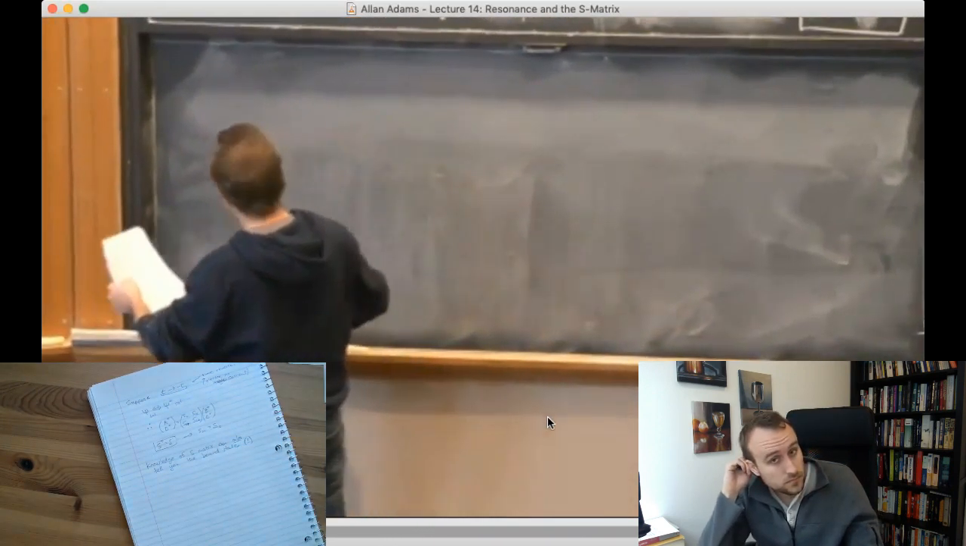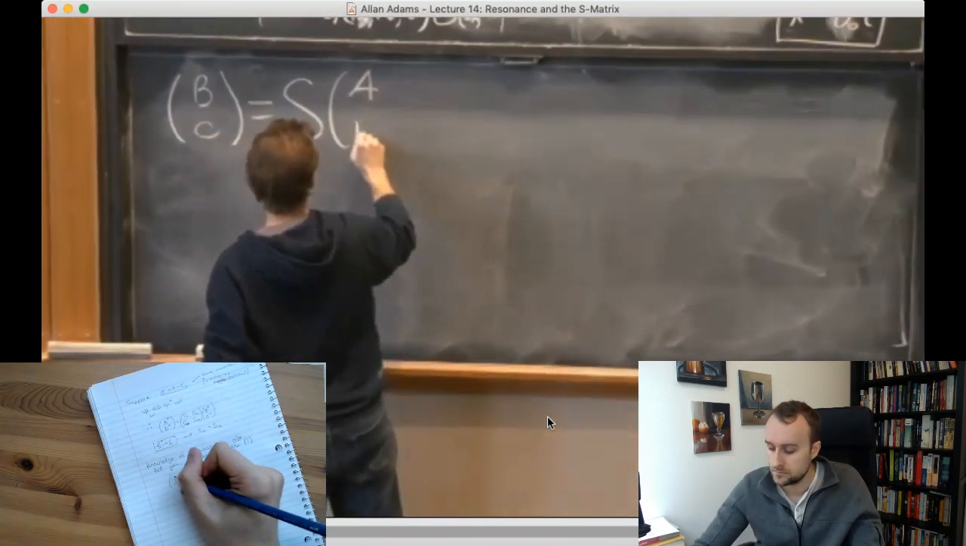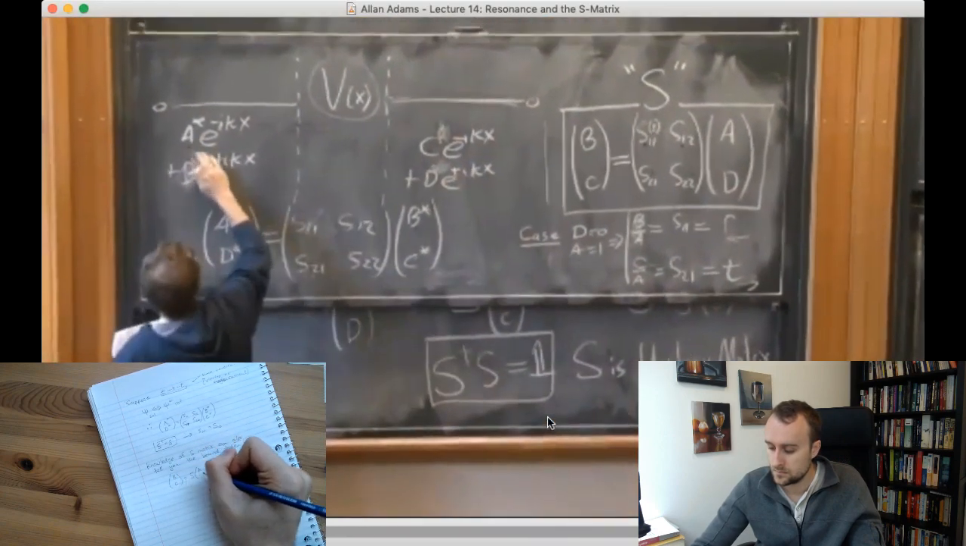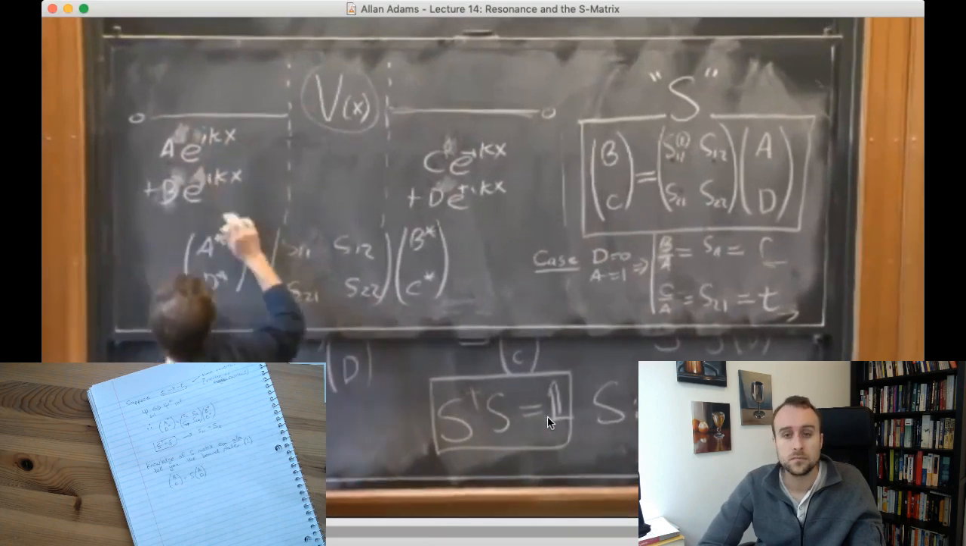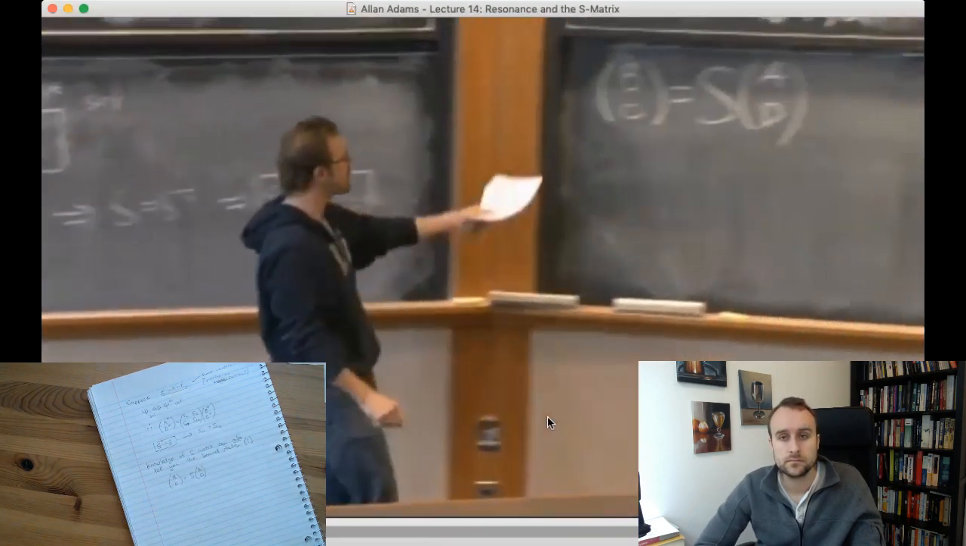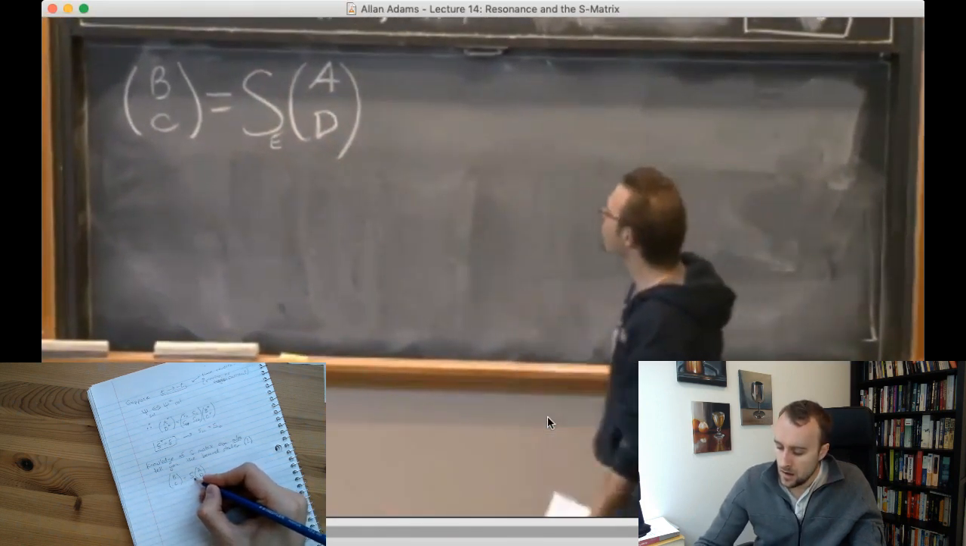So here's how this works. We have, from the definition of the S matrix, that (B, C) is equal to the S matrix on (A, D), where the wave function is, let me just put this back in the original form, C and D, A and B, e to the IKX, e to the minus IKX, and e to the plus IKX, e to the minus IKX. So that's the definition of the S matrix. The S matrix at a given energy E is this coefficient relation matrix between the ingoing and outgoing.